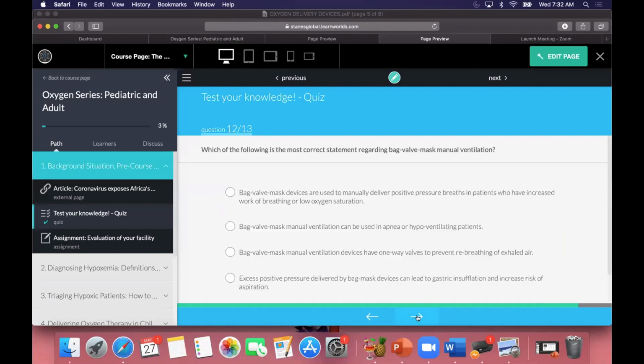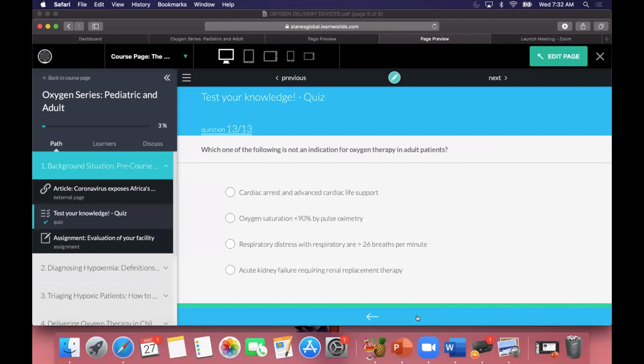Which of the following is the most correct statement regarding bag mask manual ventilation? We have not talked about bag mask ventilation, so I'm going to go ahead and skip that question.